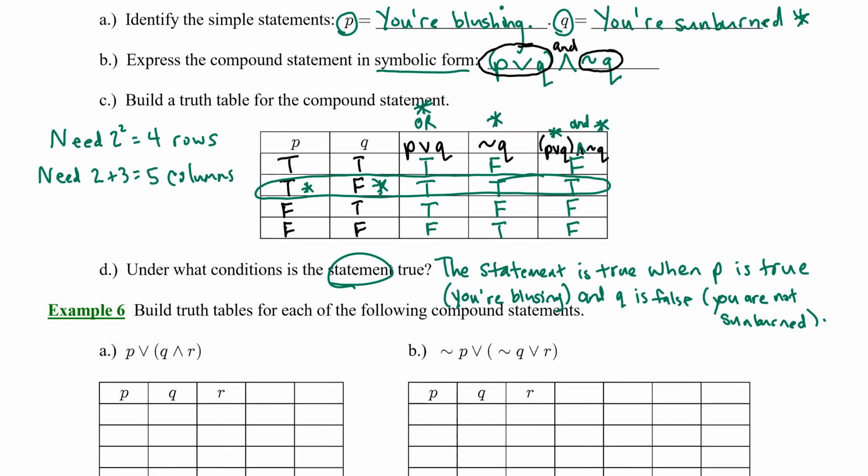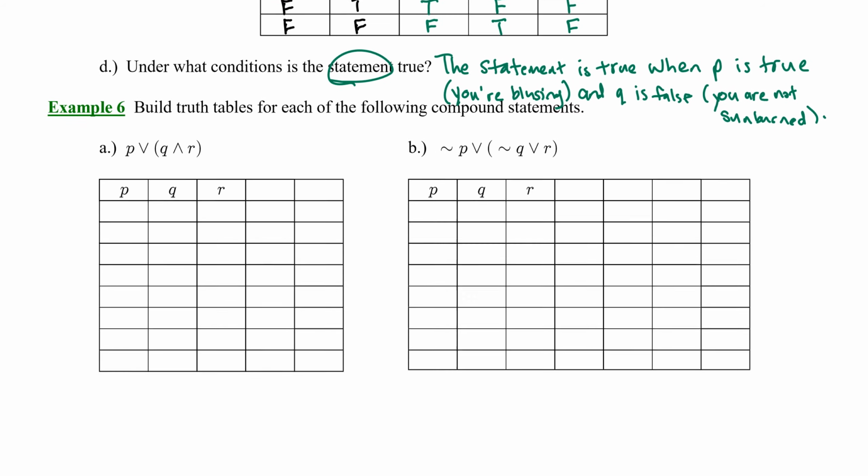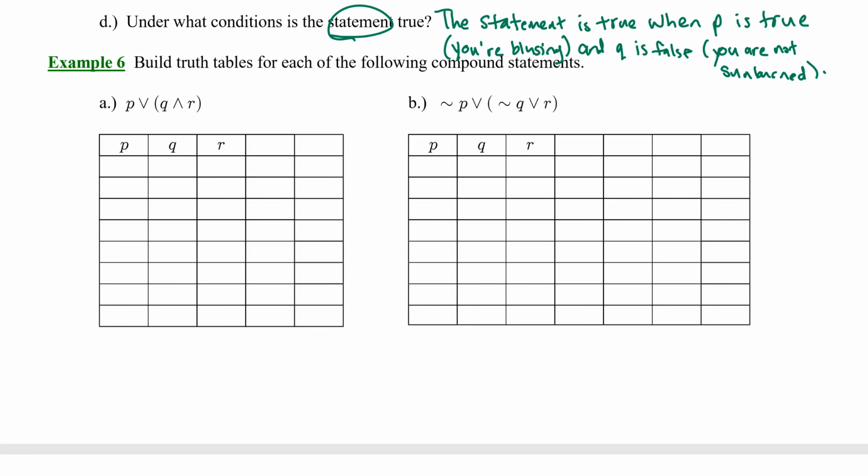Okay, let's practice some more with our truth tables. Build truth tables for each of the following compound statements. In these two examples, we're just looking at abstract cases so we can practice our rules. Also notice that each of these examples have 3 simple statements each, P, Q, and R. Therefore, we're going to need 2 to the 3rd power, that's 2 times 2 times 2, or 8 rows for each one of these truth tables, and that's already set up for us.